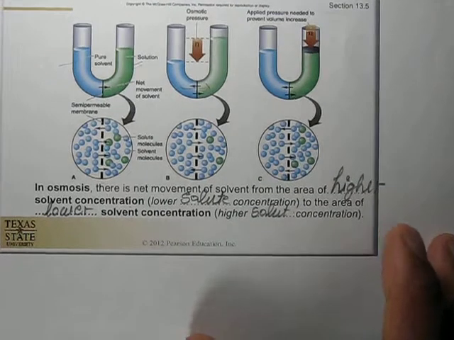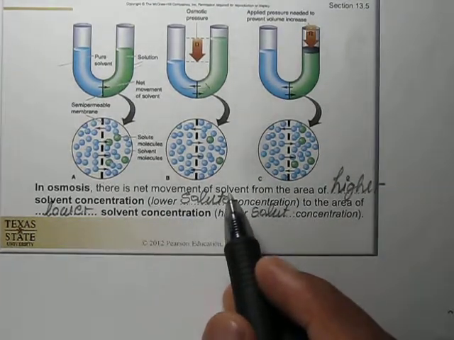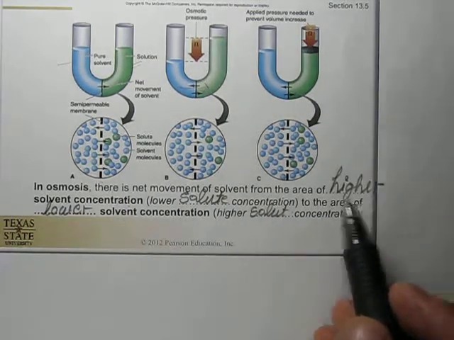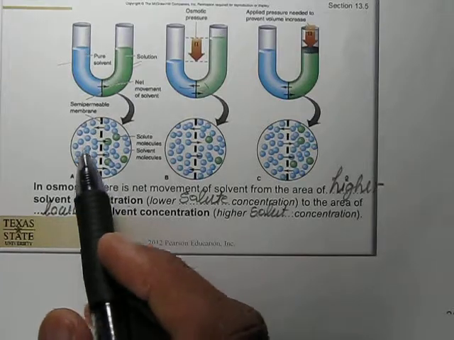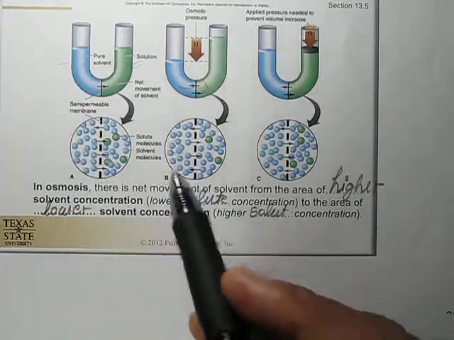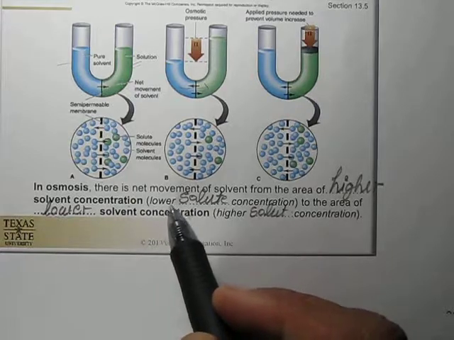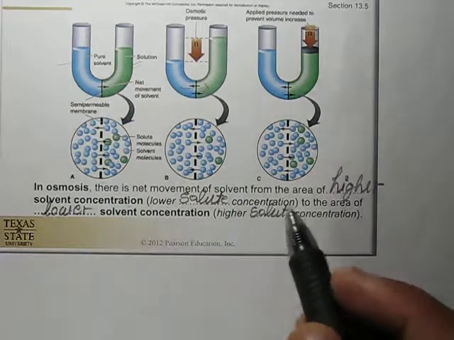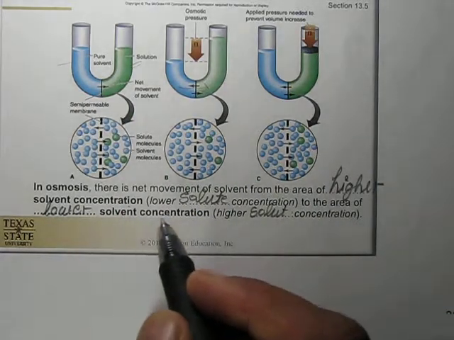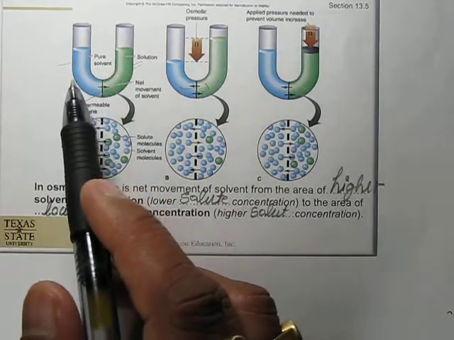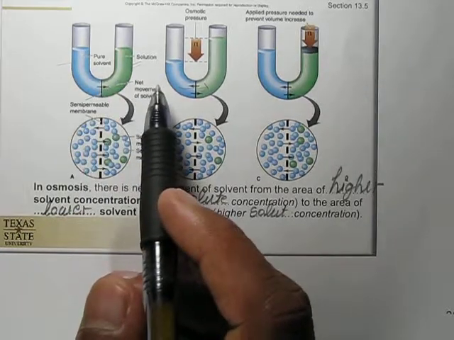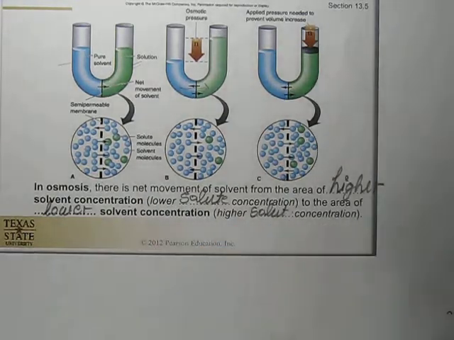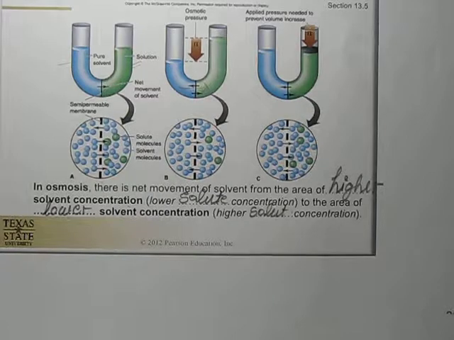So in osmosis there is a net movement of solvent. Basically solvent moves from the area of higher solvent concentration, right? This side has higher solvent concentration, or we can say lower solute concentration, with no solute or very little solute, to the area of lower solvent concentration. So solvent moves from higher solvent concentration to lower solvent concentration, right? This is the definition of osmosis and osmotic pressure.